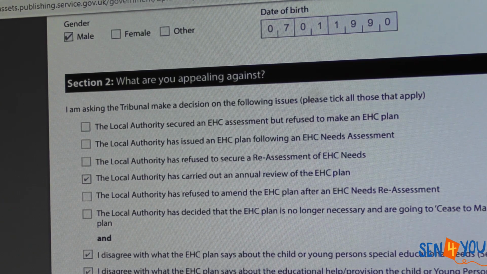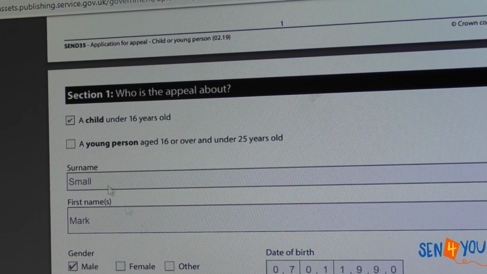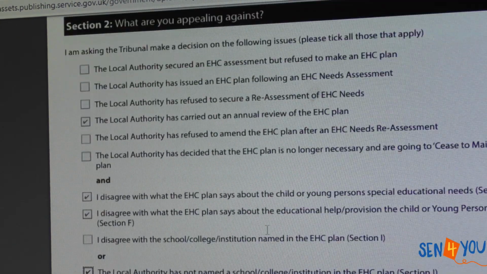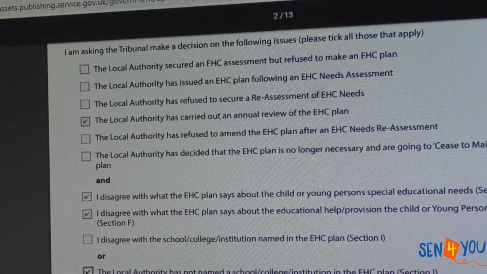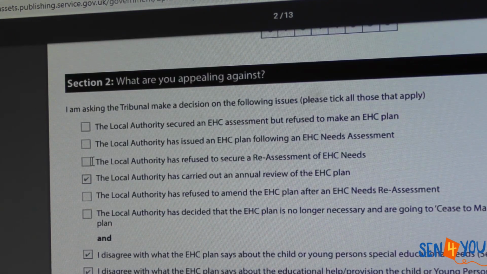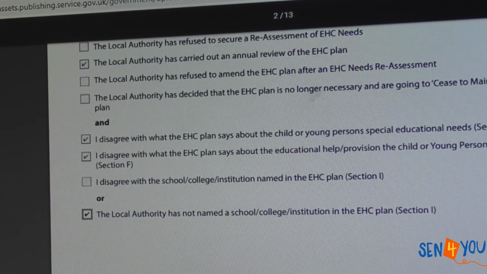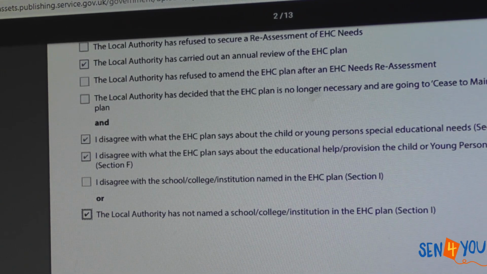So in this instance, let's leave it as a type of school or college, and then we can fill it in. So it's quite straightforward just looking at it. It's a tick box exercise. That's quite standard for people to be able to do that. The key thing here is just identifying the type of appeal that you've got. But that should be self-explanatory when you look at the letter that you've got from the local authority.